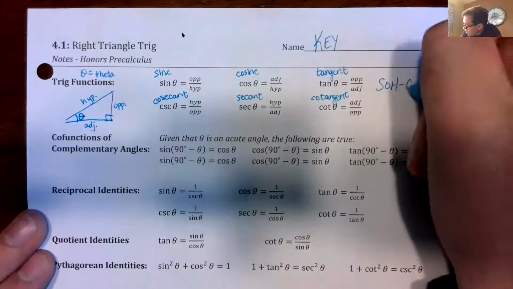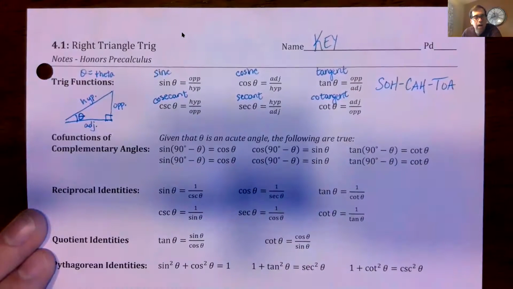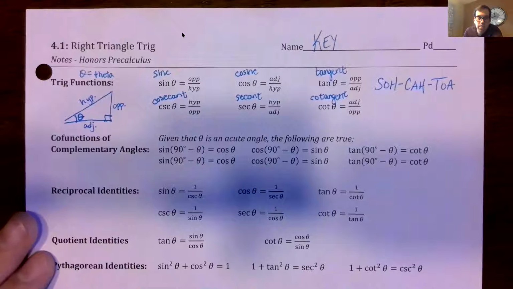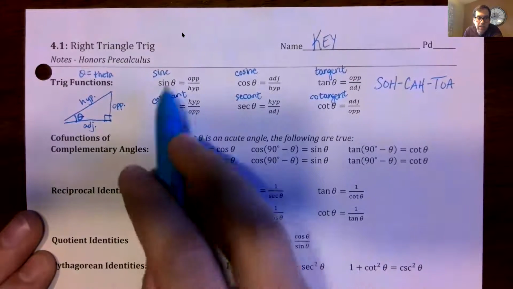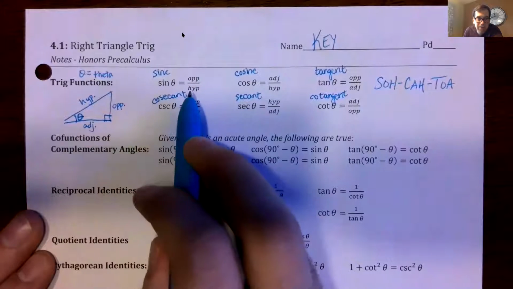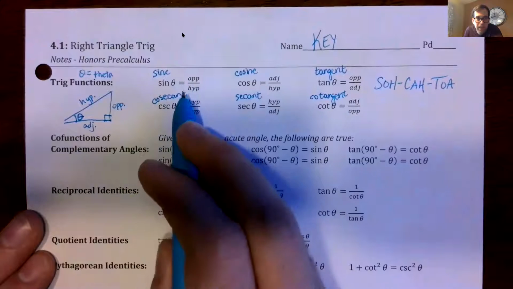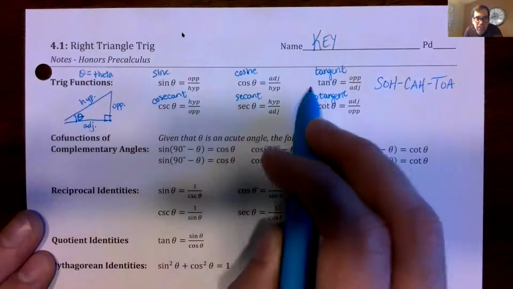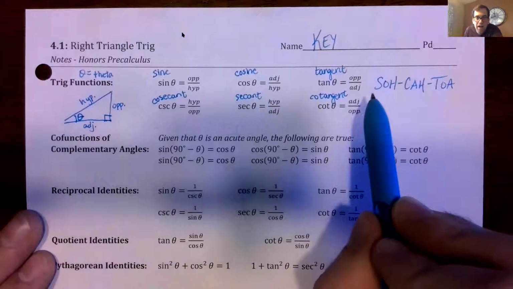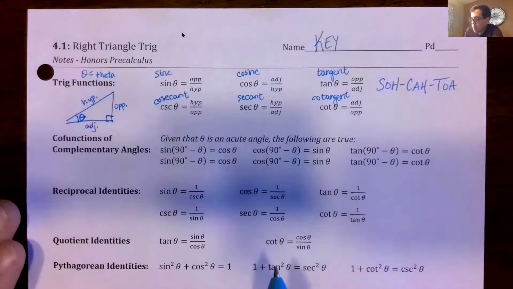SOH, CAH, TOA. And SOHCAHTOA is just kind of a mnemonic device that helps you to remember that sine is opposite over hypotenuse, cosine adjacent over hypotenuse, tangent opposite over adjacent. I use that. Most people will use that regularly to help them remember these things.